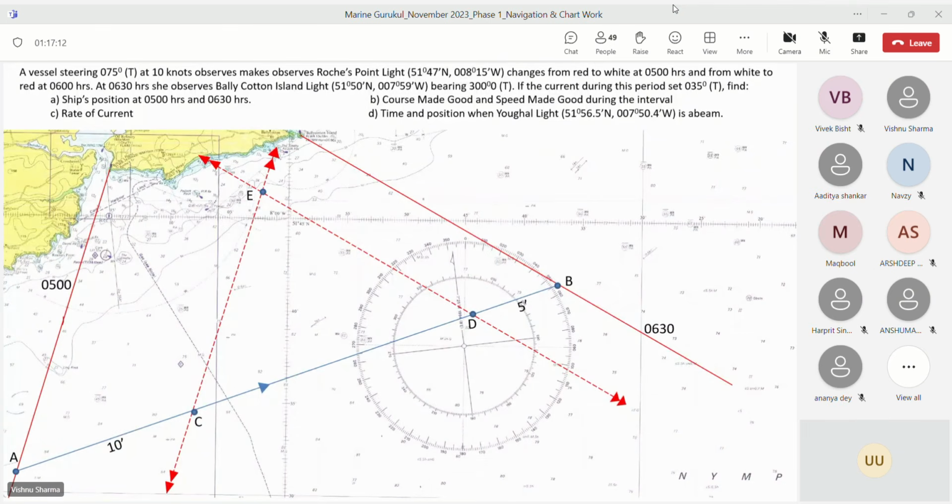Now, this point E is not going to change if somebody had taken A here. If somebody had taken A here, then yeah, tell me.